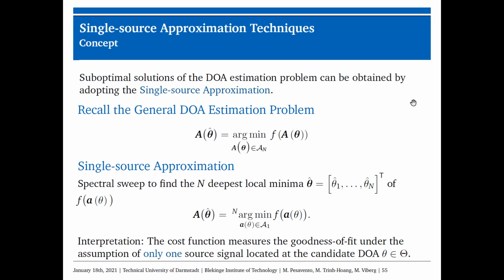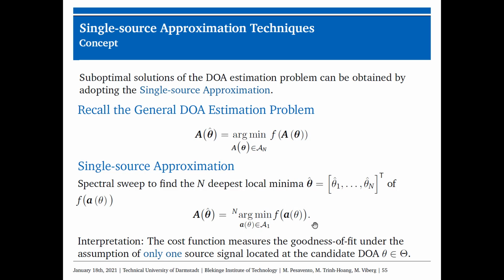In the single-source approximation, instead of searching for n DOAs at the same time as in the optimal parametric methods, we perform a spectral sweep. At a given direction theta, we compute the cost function f for that direction's steering vector a of theta, but not on the full steering matrix capital A of theta as given in here. This value is called the null spectrum at the given direction.